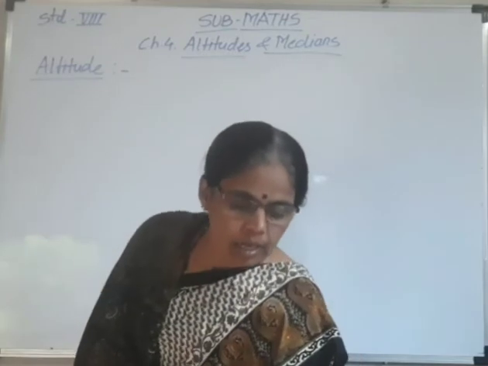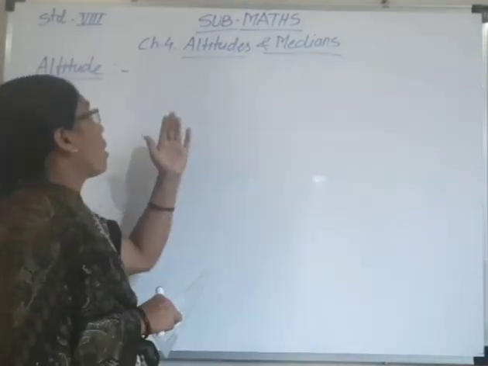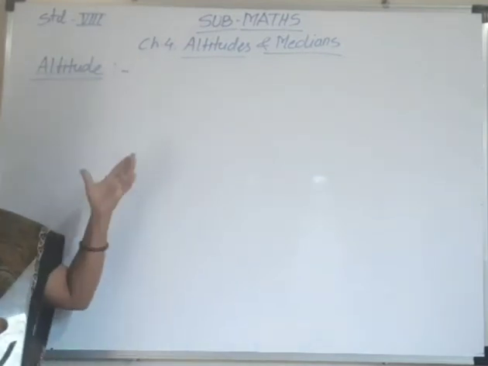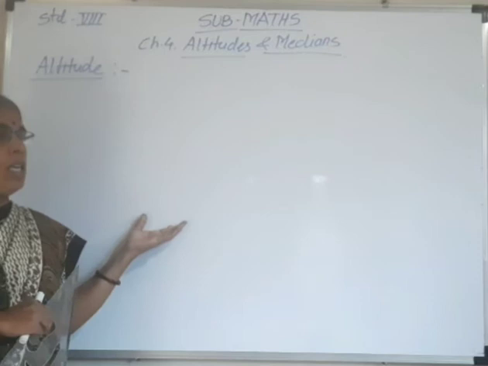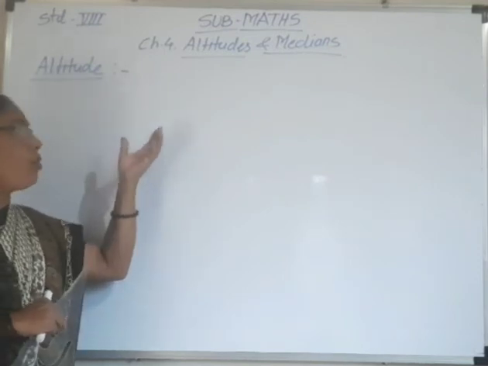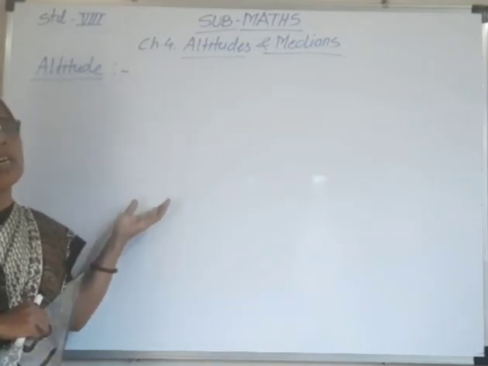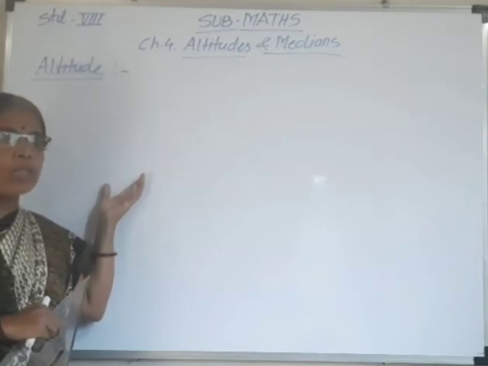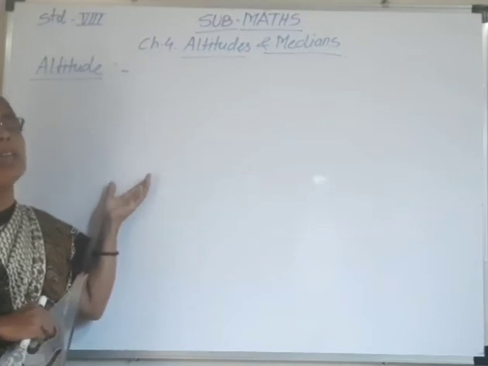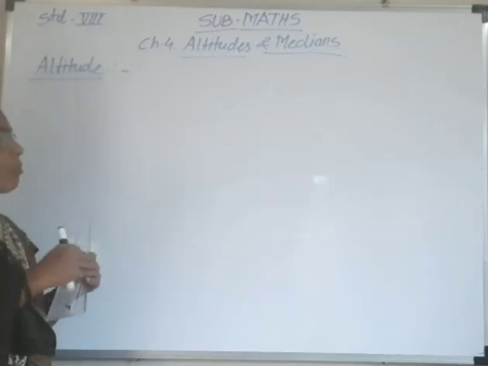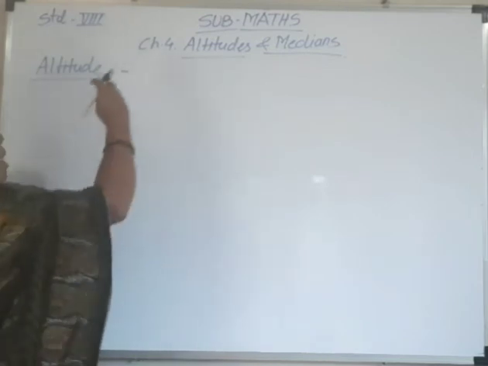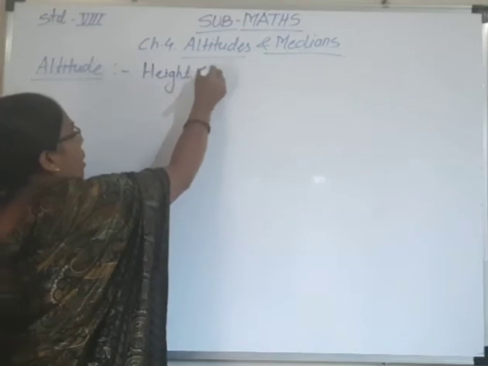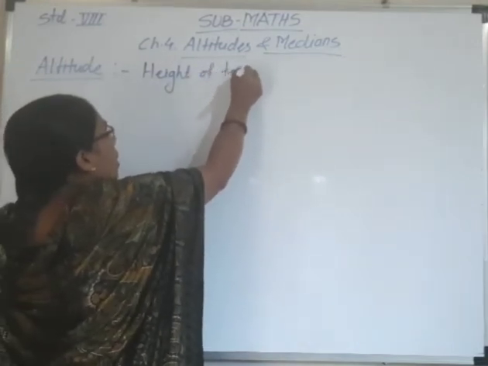Now today we are learning about the new topic, altitudes and medians. So altitude means, in short, the height of a triangle. So if a line is drawn from the vertex to the opposite side, or the perpendicular line from the vertex to the opposite side, it is called altitude. Now see here, in short, altitude means it is the height of a triangle.